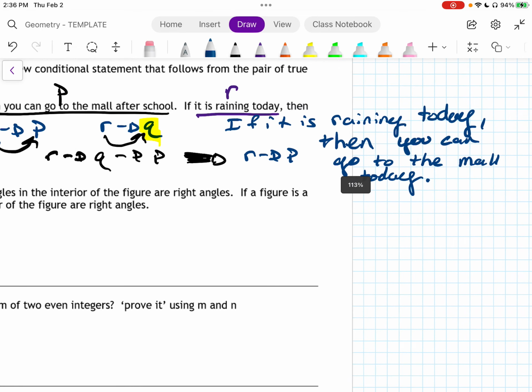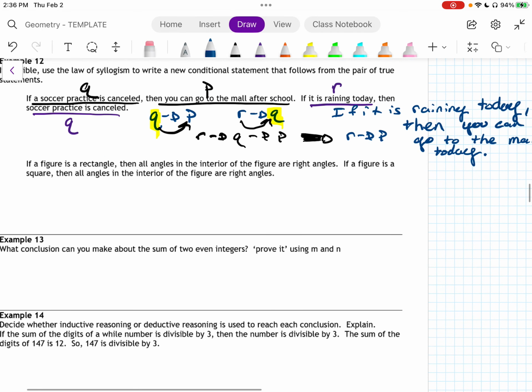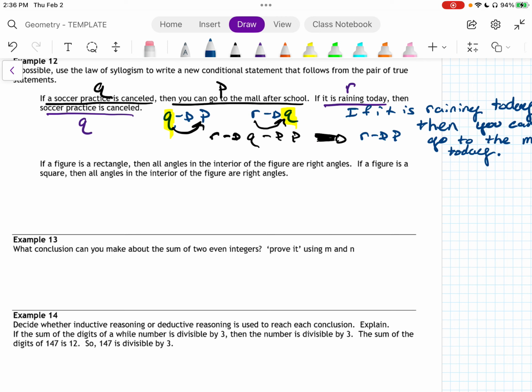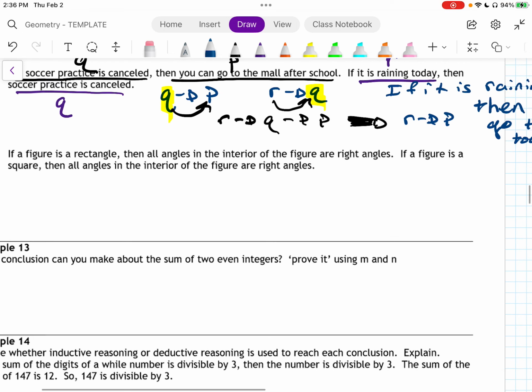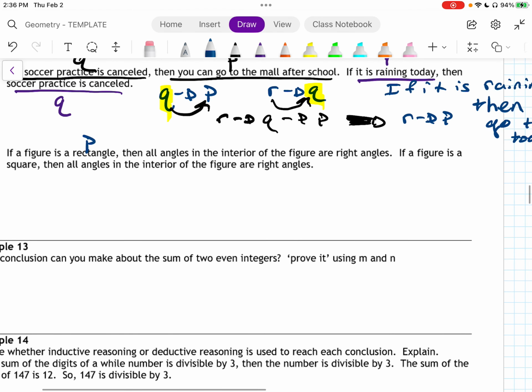There we go. All right, let's look at our next one. If a figure is a rectangle, then all angles in the interior of the figure are right angles, okay? If a figure is a square, then all angles in the interior of the figure are right angles. Well, that's great. We've got two different statements. But let's think here. We've got P implies Q, and then we have some other things. The square, that's R, implies Q again.